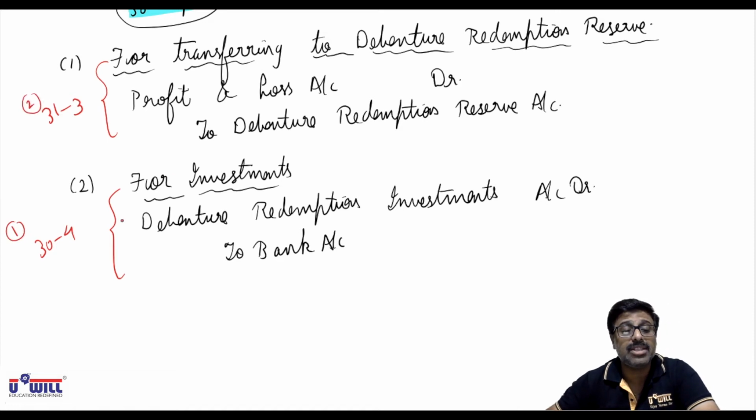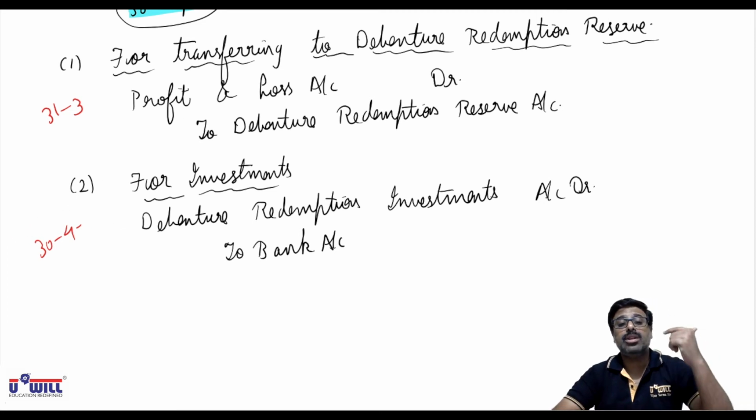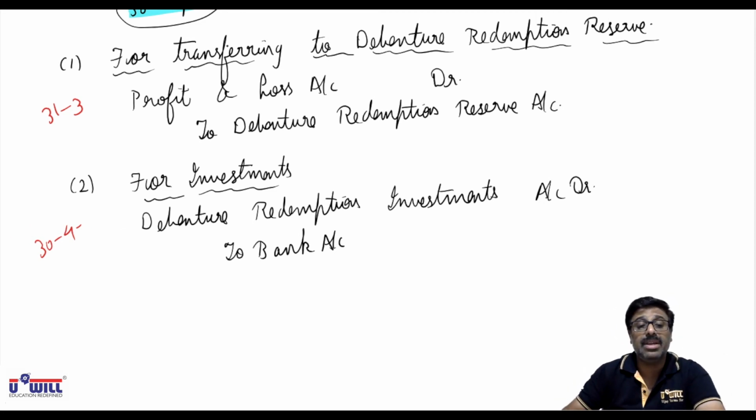Because we have to invest on 30th April before 31st March. So maybe your investment is done on 30th April 2020 and you transfer the money on 31st March 2020. Okay, but the important point to be remembered is that transferring will be done on 31st March, but investments have to be done on 30th April before the redemption begins.